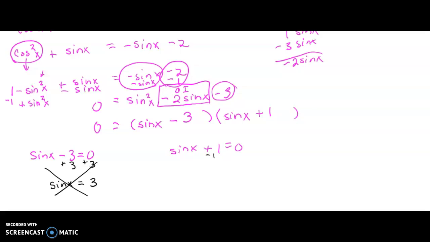Over here, we'll subtract 1. So now we're down to sine x is equal to -1. So what angles have a sine value of -1? There's only one, and that's 3 pi over 2, which is 270. And that is our only answer on the interval 0 to 2 pi.